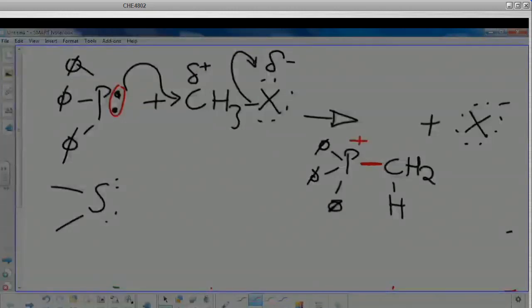Positive charge. Positive charge. Those are the things you must think about when you write a mechanism. Now this P is positively charged, which means it's electron poor, highly electron withdrawing. So it will pull electrons away from this carbon. You agree? Yes. This carbon will pull electrons away from what?